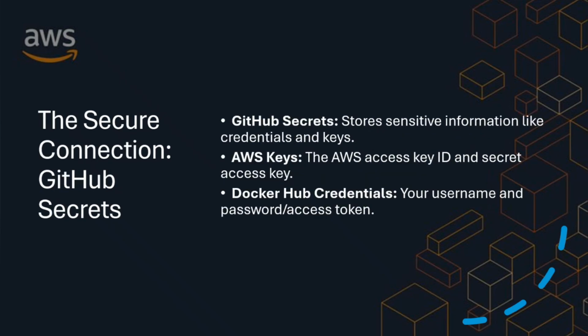Before we connect our pipeline, we need a secure way for GitHub to talk to our AWS account. We will use GitHub to securely store our credentials, including our Docker Hub username and password, as well as our AWS access key ID and secret access key. This method is simpler and more direct for this demo, keeping all sensitive information encrypted and out of our code.